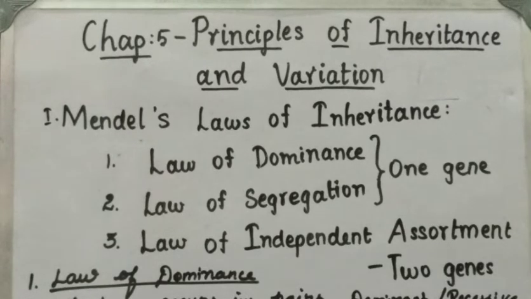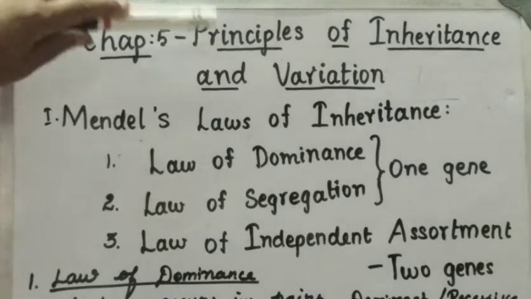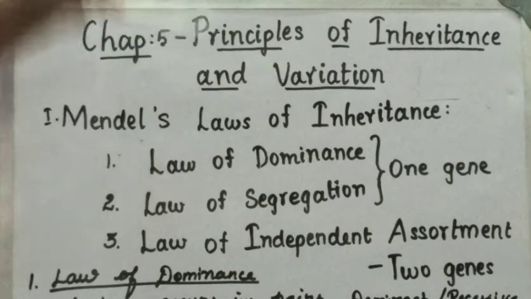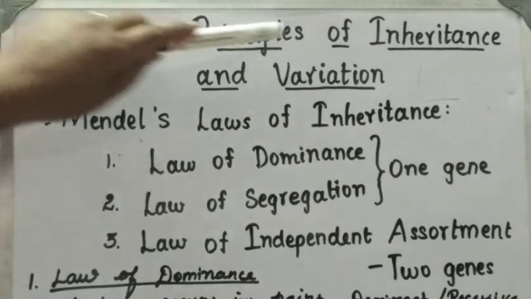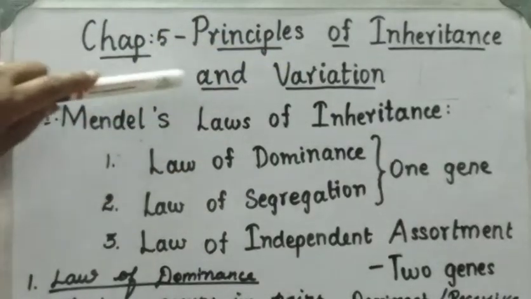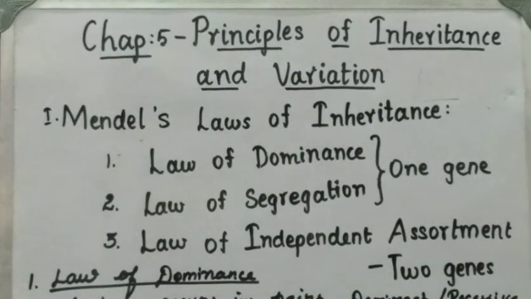So, what is heredity? That is the specific traits which are transferring from parents to the offspring, or from one generation to the next generation. Now, we will see the principles on which basis inheritance and variation are happening in living organisms. What is inheritance?